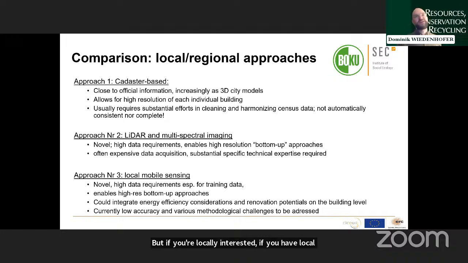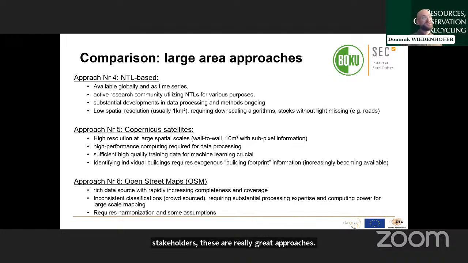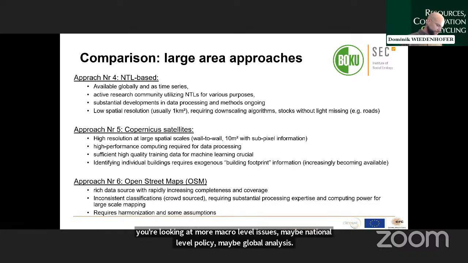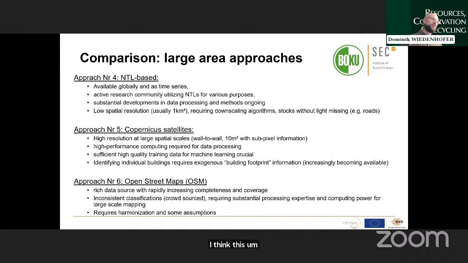If you're looking at more macro level issues, maybe national level policy, maybe global analysis, I think this research space has really evolved rapidly, as I argued. So nighttime lights are doing interesting things. And with our new method based on Copernicus satellites and OpenStreetMap, basically we now have as much resolution as you want. 10 meters and below already becomes such a burden to handle in your computational environment that this is actually more than enough resolution, I would argue.